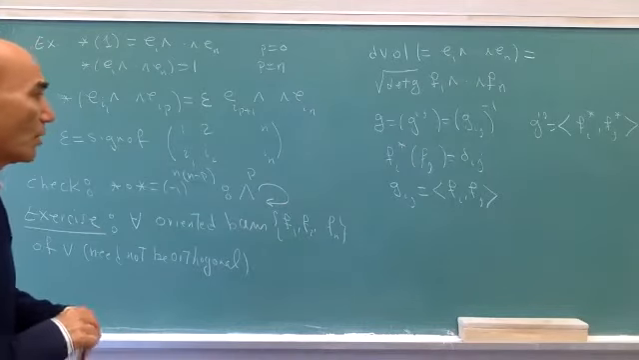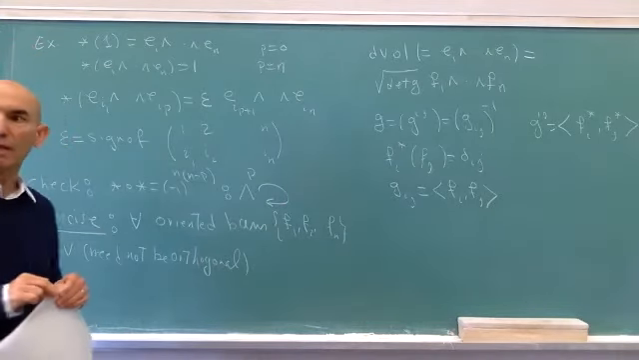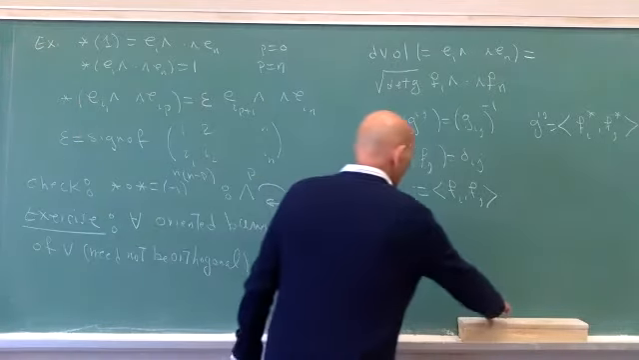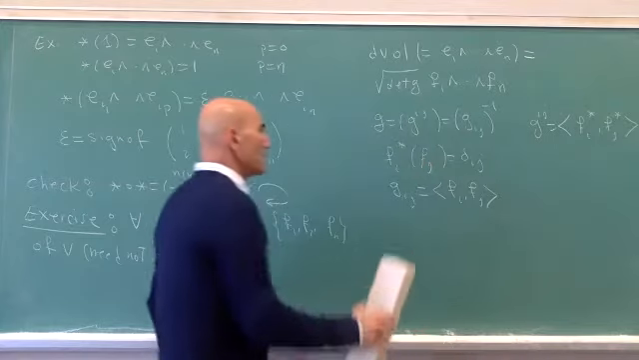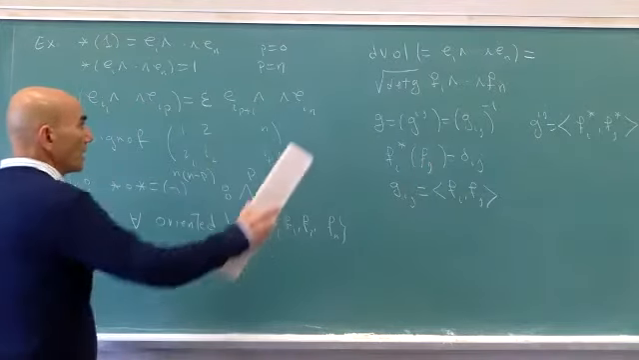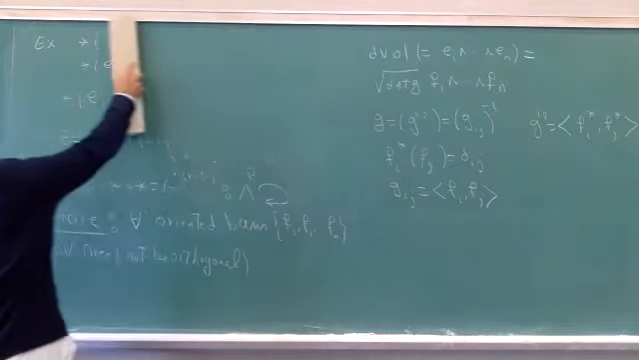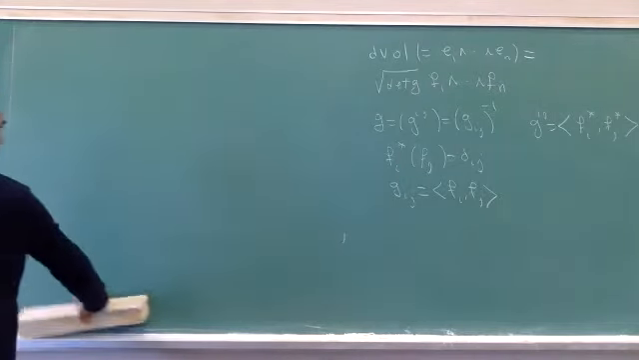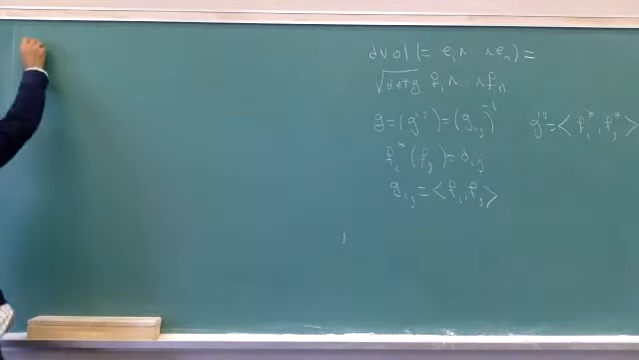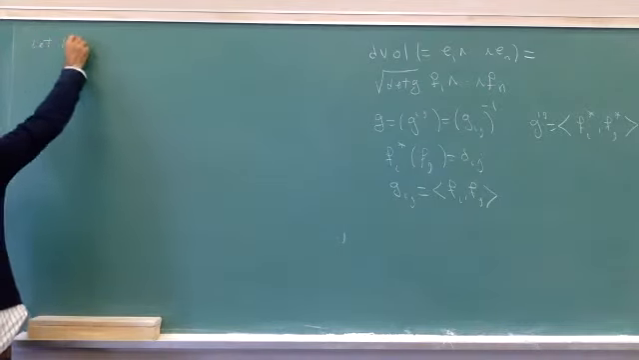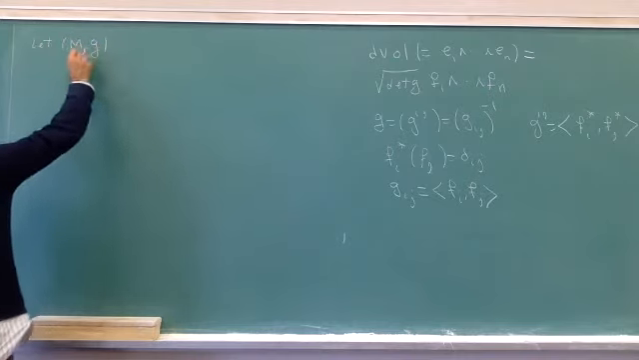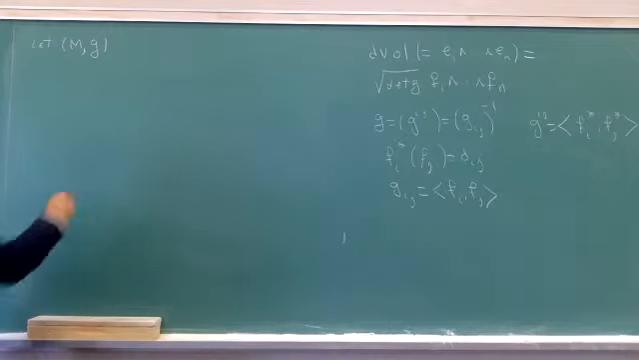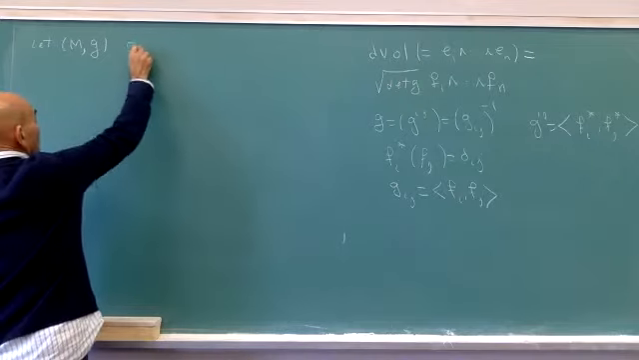Okay, I believe that's all the linear algebra that we need for now. Now we go over to a manifold to implement these ideas. So now let (M, g) be an oriented Riemannian manifold. I'm just assuming that it's an oriented Riemannian manifold.